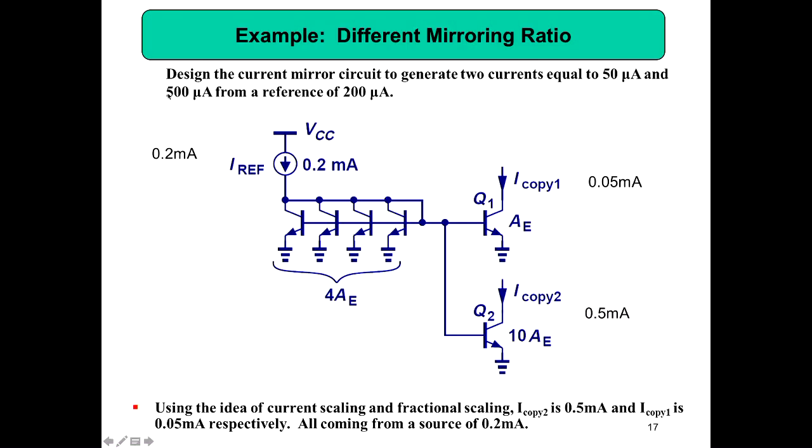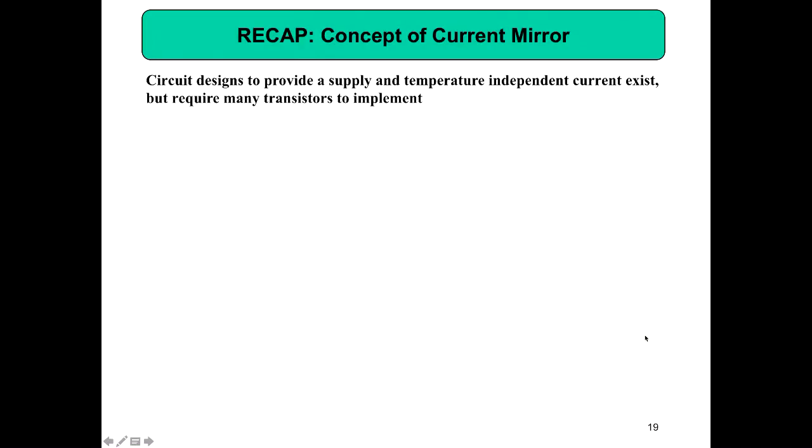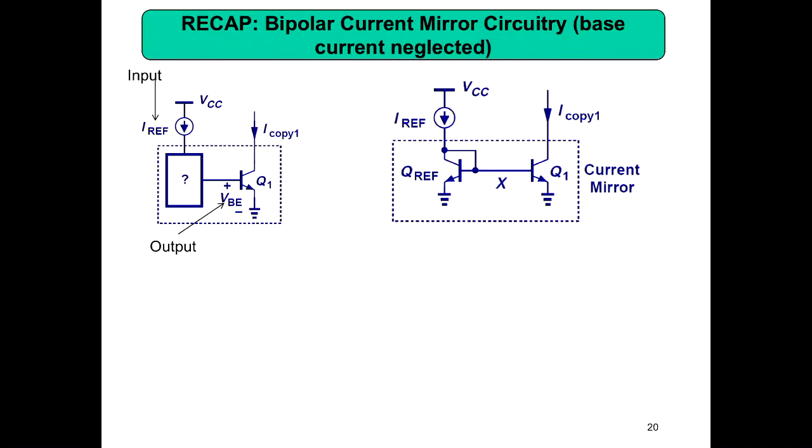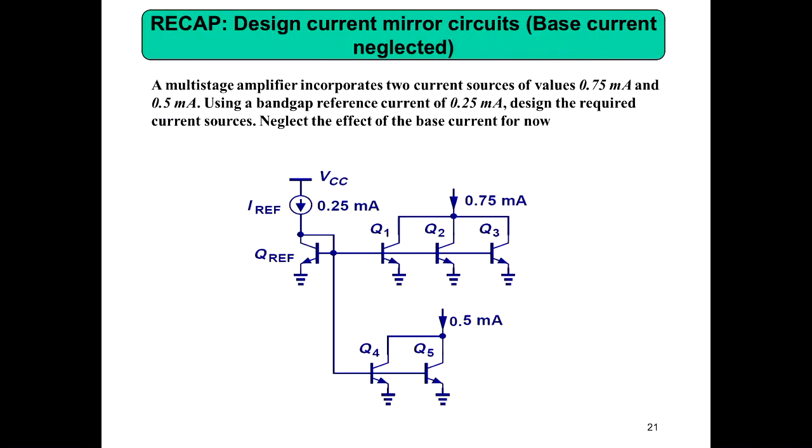But then you have to generate 0.5 milliamps. So that is 10 times. So you are connecting 10 transistors in parallel and connect together all the collectors. Then you get 0.5 milliamps. That's how we do it. Yeah, so I'll be continuing. All these are a recap.